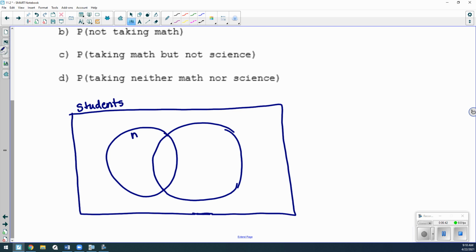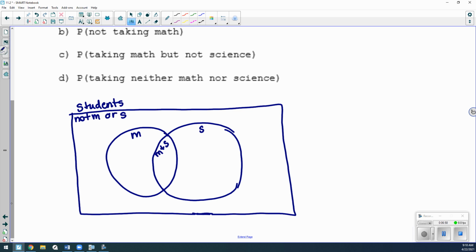This is the number of students taking math. This is the number of students taking science. This is going to be in here, math and science. And so then what do you suppose out here would be? This would be not math or science.